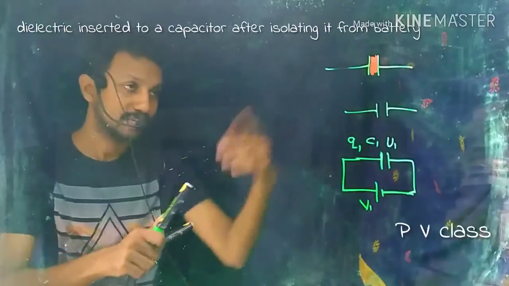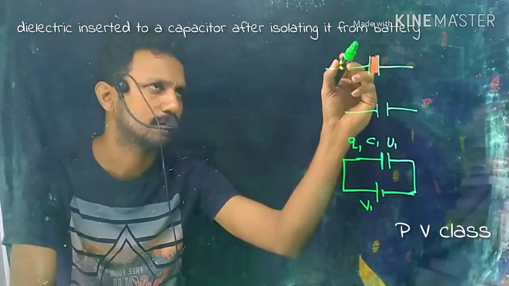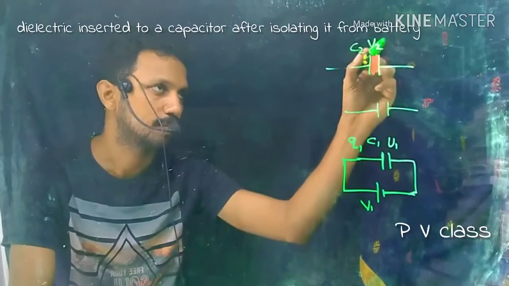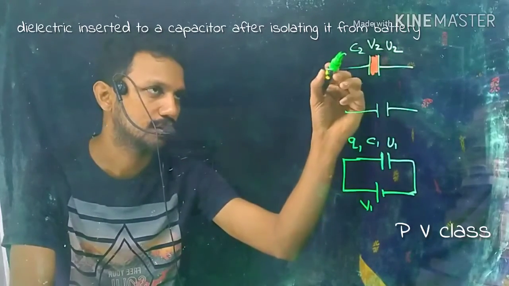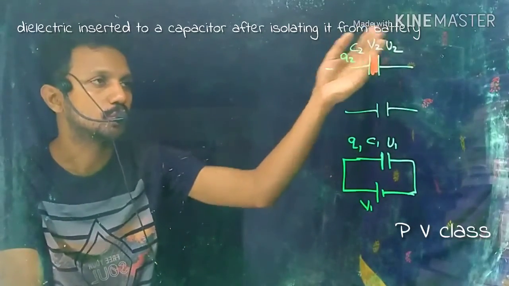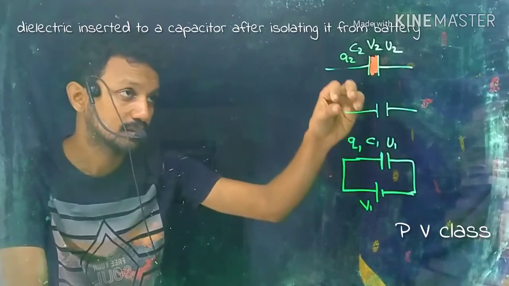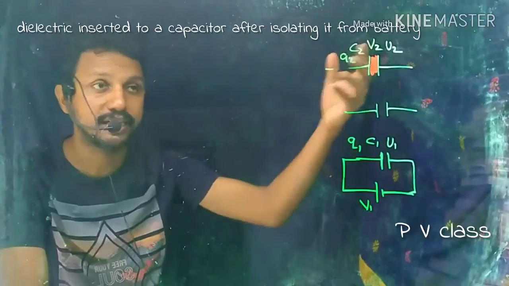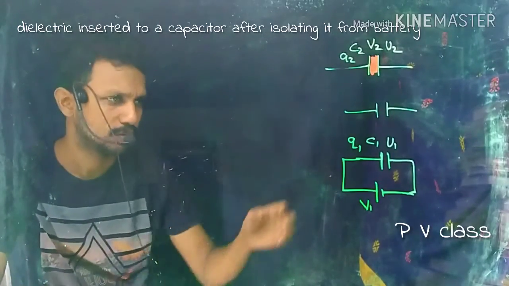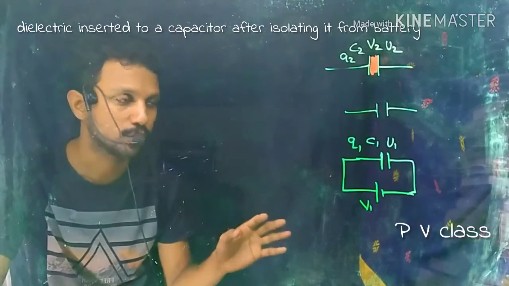In this case, let me say the final capacitance is C2, the final potential is V2, the final potential energy is U2, and the final charge is Q2. This is the second situation. What will happen to C2, V2, Q2 and U2 if the capacitor is isolated from the battery and then a dielectric is inserted? In this situation also, one factor will be constant.